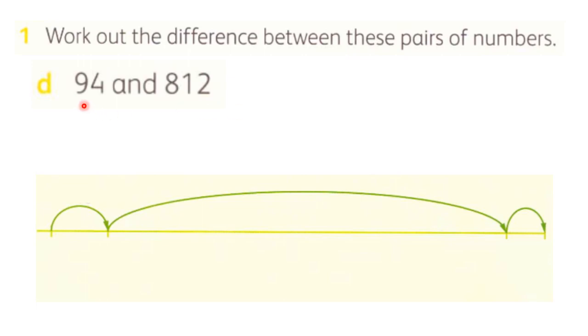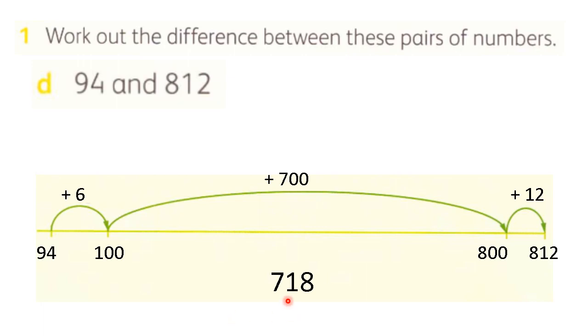D. 94 and 812. Again, the smaller number goes here. Our first jump will be to 100, which is plus 6. Then from 100 to 800, which is a jump of 700. And finally, our jump of 12. 700 plus 6 plus 12 equals 718.